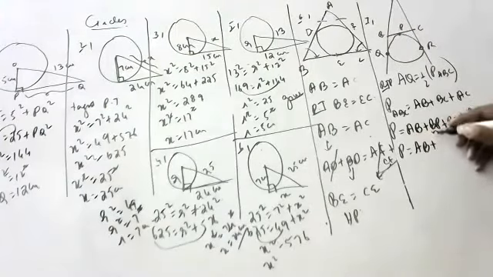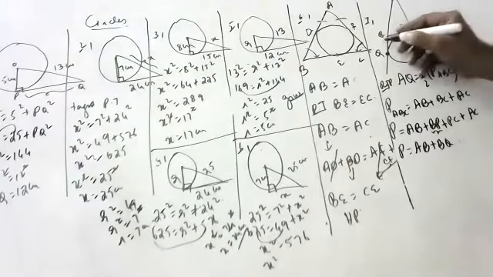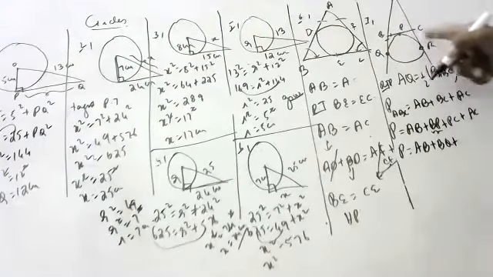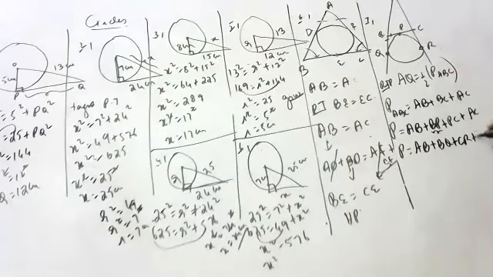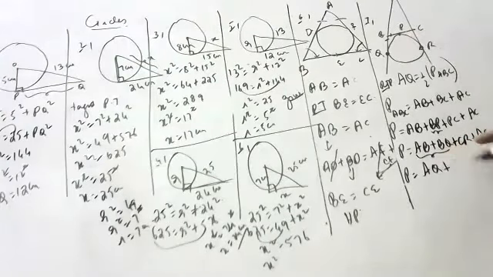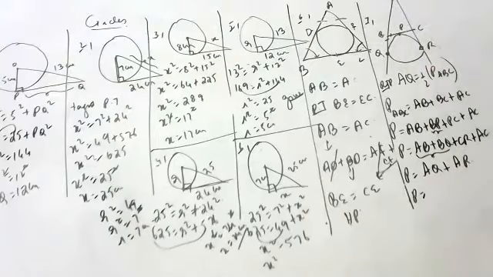AB plus BP can be written as AB plus BQ. BP can be written as BQ, why? Because tangents meeting at a point are equal. And PC can be written as CR, because tangents meeting at a point are equal. So AB plus BQ is equal to AQ, and CR plus AC is equal to AR. And AQ and AR are equal because tangents meeting at a point are equal.